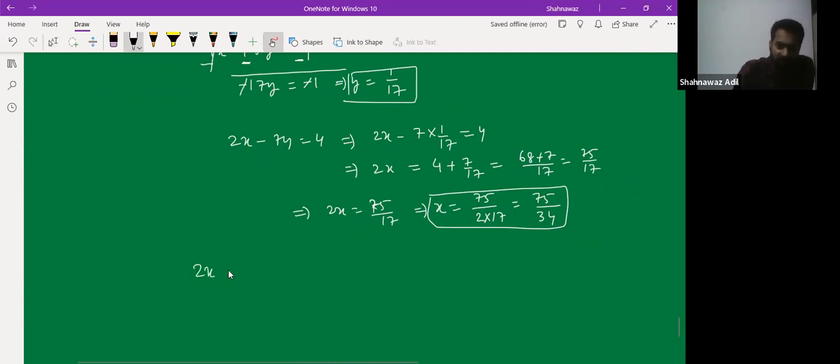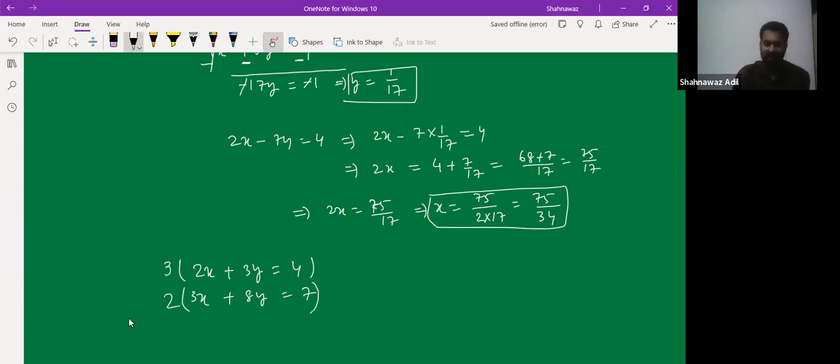So let's say 3y is 4 and 3x plus 8y is 7, right? Now what will you do? Multiply both equations. So by what number should you multiply this? The first with 3 and the second equation with 2. Right. So you got the prize? Nice.